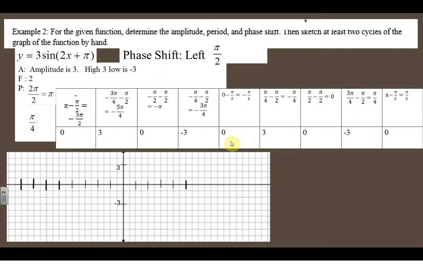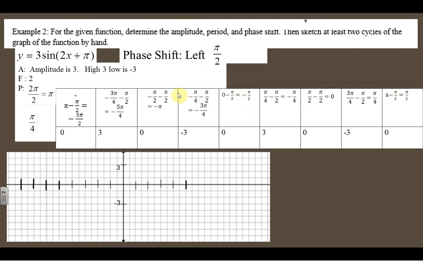At 0, we're at 0, then we go up, then we go down, then we go down, then we go up. Okay, that's what's happening here. Look at the first number in here. The first number in this chart is your original intervals. So pi over 4, pi over 2, 3 pi over 4, and pi. But we are taking all those values and shifting them left pi over 2.